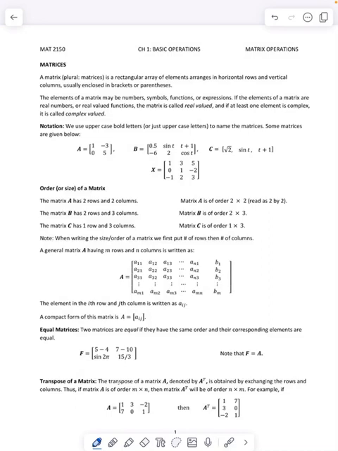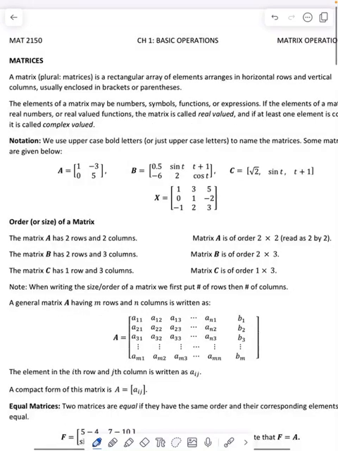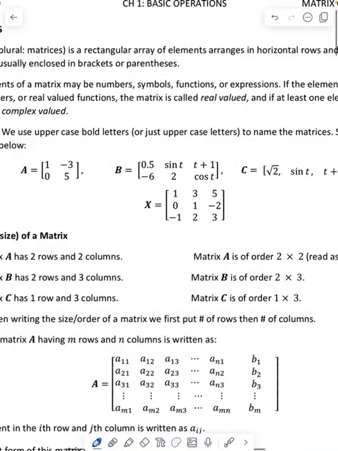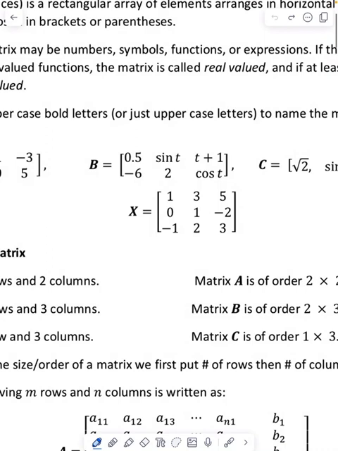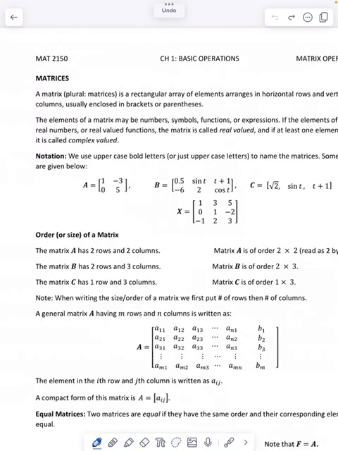A matrix, whose plural is matrices, is a rectangular array of elements arranged in horizontal rows and vertical columns. And usually we put brackets around this arrangement. In some books there are other notations as well, but we are using the brackets. The elements or entries in a matrix can be real numbers, complex numbers, or functions. Of course there can be other things, but the matrices that we will encounter in our course will have numbers or functions in them.